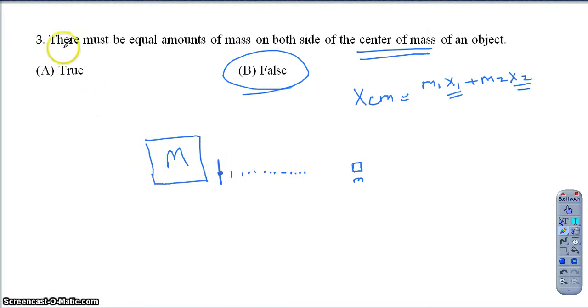So anyway, like I said, this is one that I know a lot of times students struggle with. Your intuition says, well, it's the center of mass, so we should have the same amount of mass on both sides. But again, because this position element comes into play, there's more to it than that.